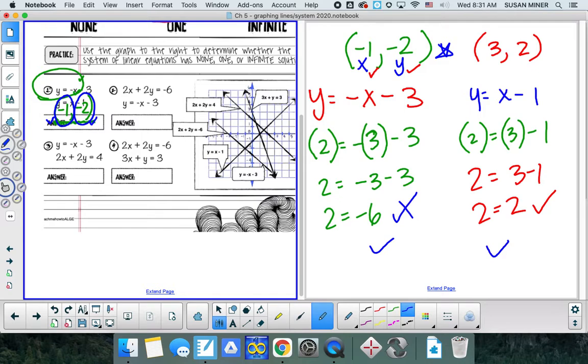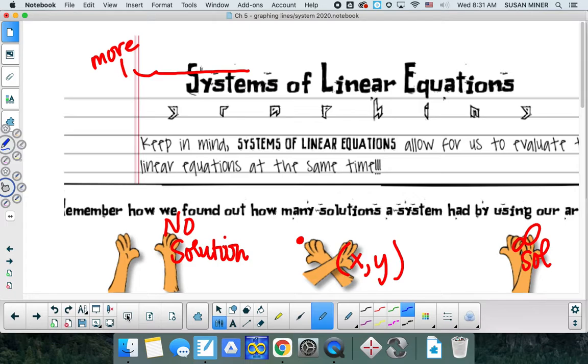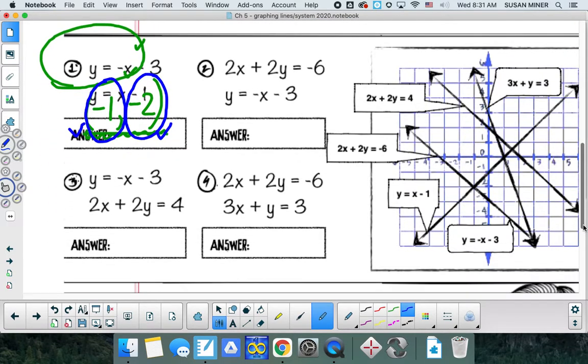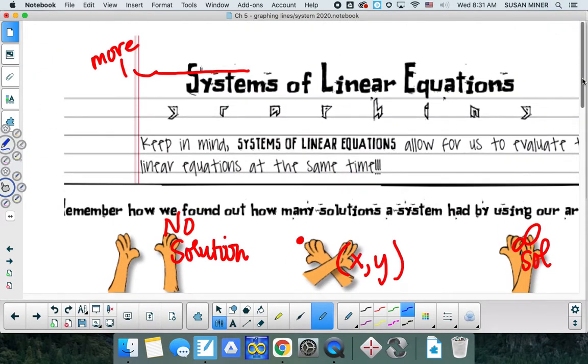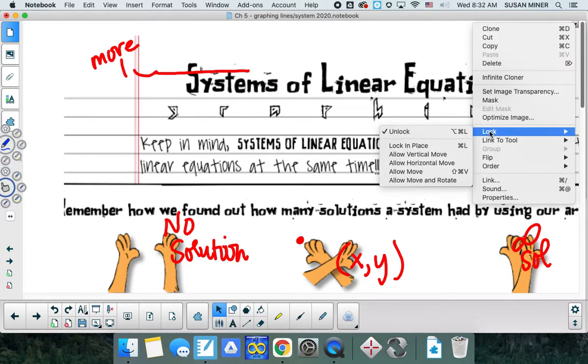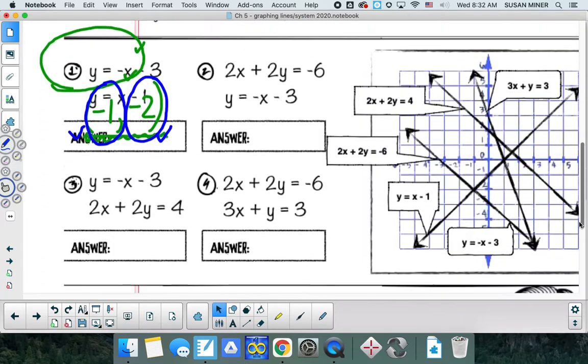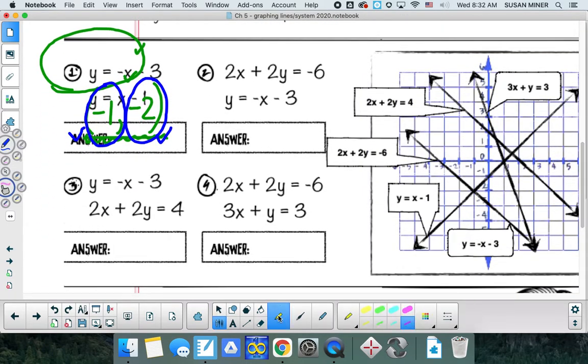Okay, so I'm going to come back over here and make it big again so that we can really see what we're doing. Let's go ahead and highlight. I'm going to slide up here and lock this in place so that it can't slide around on me anymore. Let's take a look at our graph again, and this time we're going to highlight two different lines. We're going to highlight 2x plus 2y equals -6, which is this line right here. And then we're going to highlight this line, y equals -x minus 3, and that is this line right here.